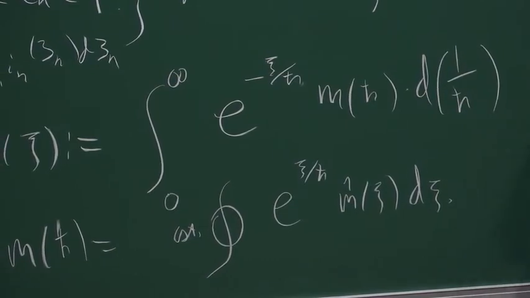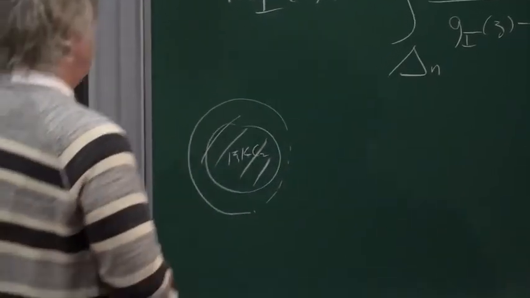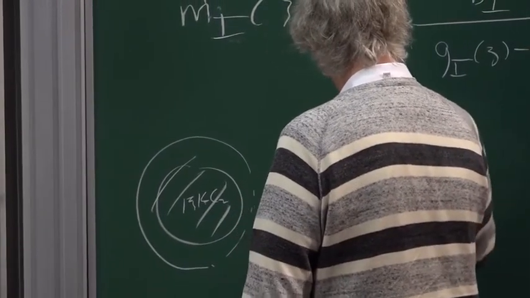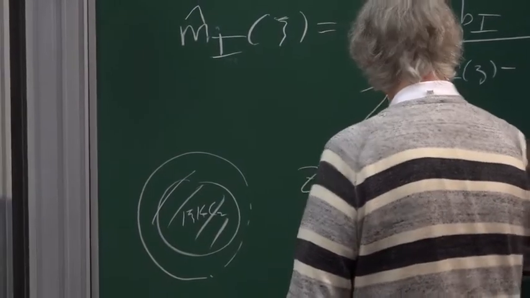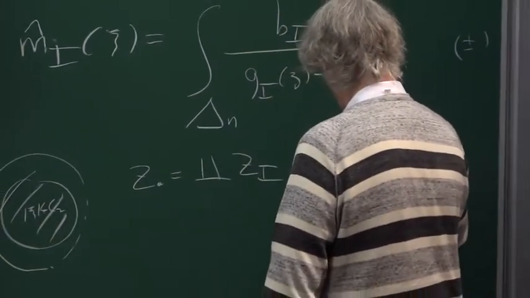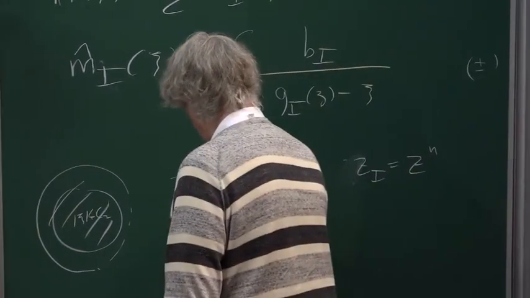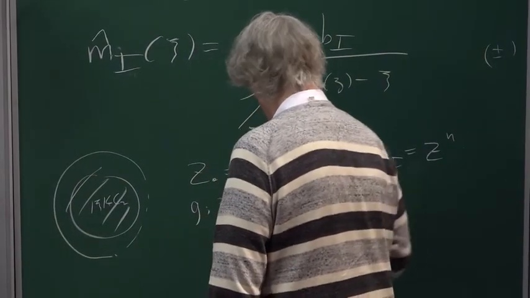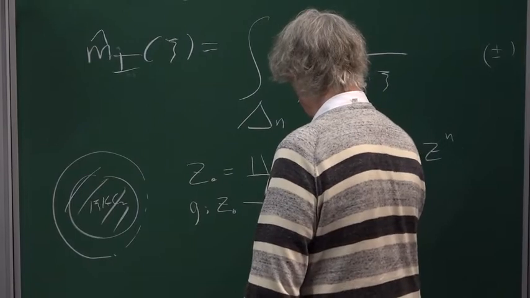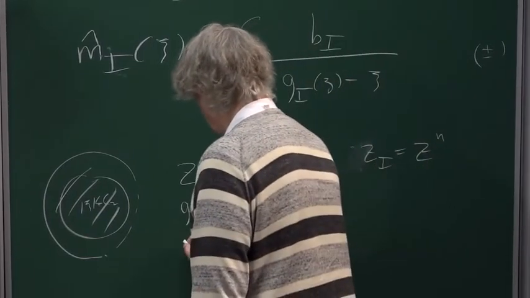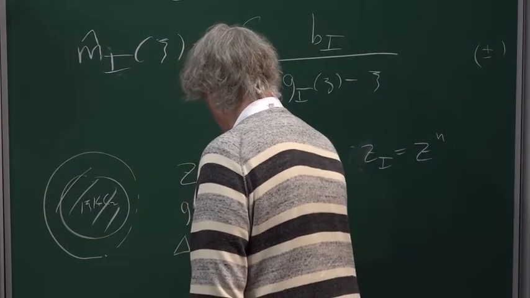Now, geometrically, what is this region? Geometrically, this region is obtained in the following way. Let's say z dot is a disjoint union of things of the form z_i, where z_i equals z to the n. Then we have a function g from z dot into the complex plane, and we should really think of this as the xi plane. And then we have this delta dot, which is a sum of delta_i.